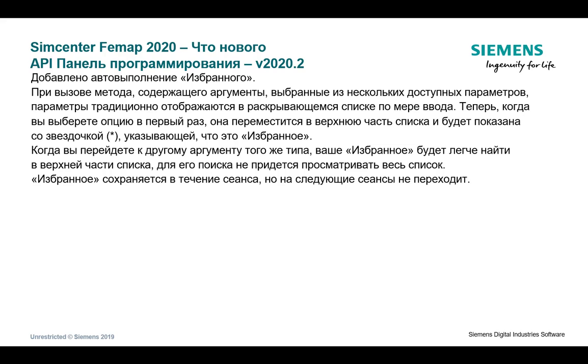Now, as you choose an option for the first time, it will move to the top of the list and be shown with an asterisk to indicate that it is now a favorite. When you come to another argument of the same type, your favorites will now be easier to find at the top of the list, and you will not have to search the entire list to find them every time. And just realize that these favorites persist for an entire session, but once you close Femap, the favorites go away, and you'll just have to establish new favorites or those same favorites again in a new session of Femap.